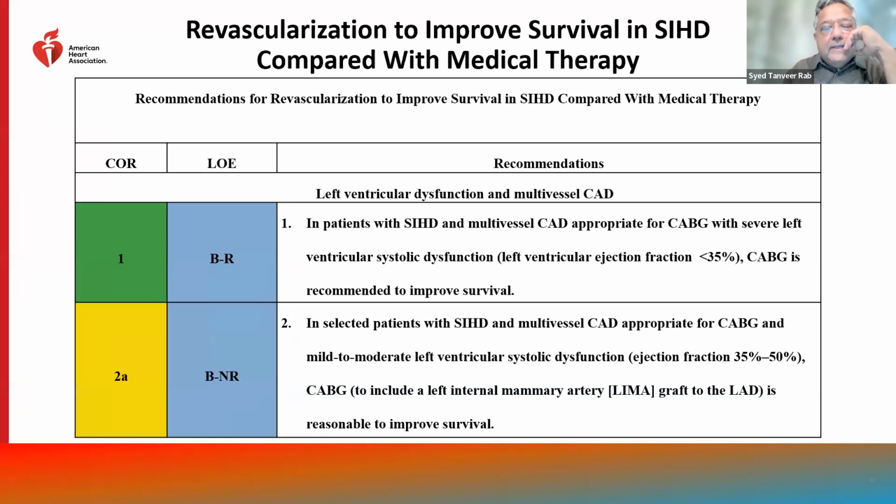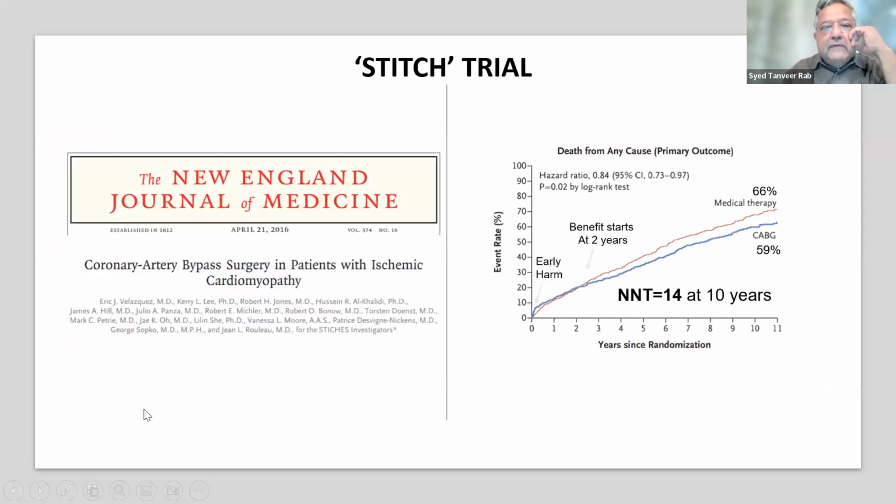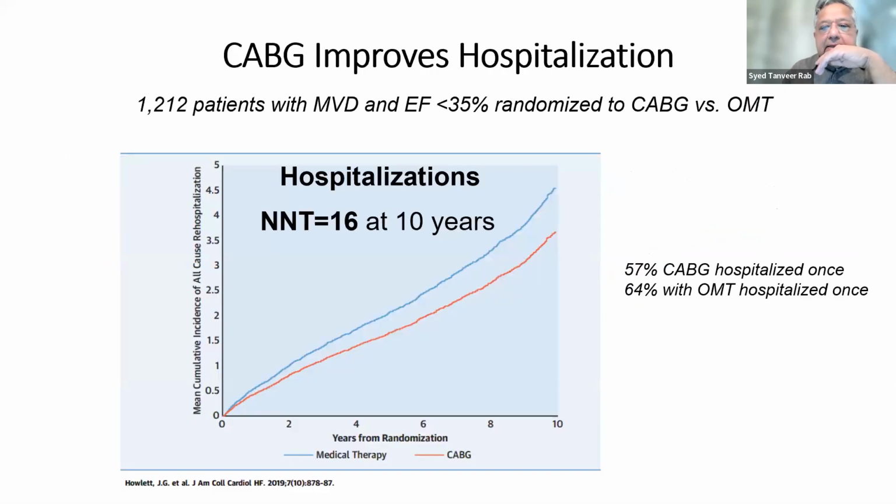How about low EF? In patients with stable ischemic heart disease and multivessel disease with low EF, CABG appears to improve survival. And really, the big benefit is the left internal mammary artery graft to the LAD to improve survival. The STITCH trial showed again that in ischemic cardiomyopathy, initially there was no difference between CABG and medical therapy, but long-term CABG appeared to do well. And again, the hospitalizations also improve over time in the CABG arm, with less hospitalization versus medical therapy.